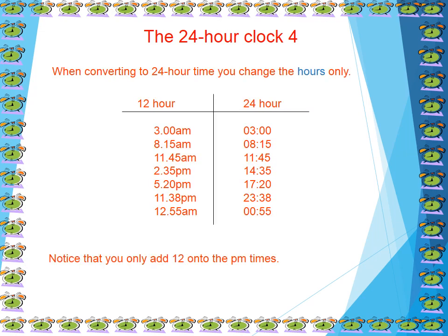Now let's practice more. When we convert to 24-hour time, you change the hours only, right? So look here. We have examples. 3 a.m. is the same in 24 hour. It's 3. 8:15 a.m. is the same. 11:45 a.m. is also the same. 2:35 p.m. Now we have p.m. What do we have to do to change it from 12 hour to 24 hour? Yes, we add 12. So 2 plus 12 equals 14. So it's 14:35.